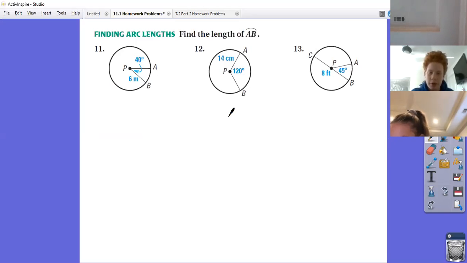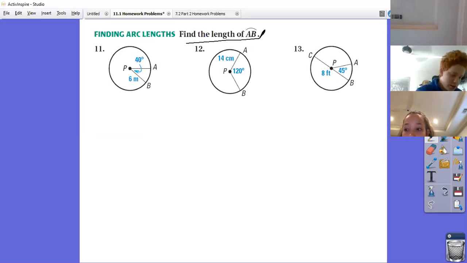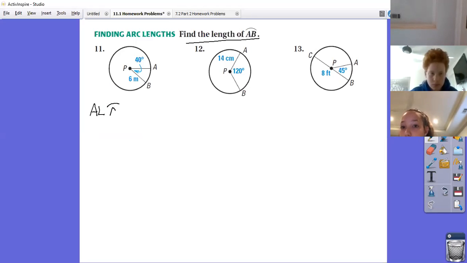Isn't AB 40? For number 11, yeah. Is it 40? No, this is actually asking for the length of the arc, not the angle. It's not asking for the angle measure. It's asking for just the length. Yeah, I realized that. So for number 11, I'm going to use AL for arc length.